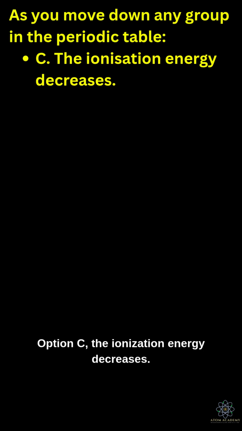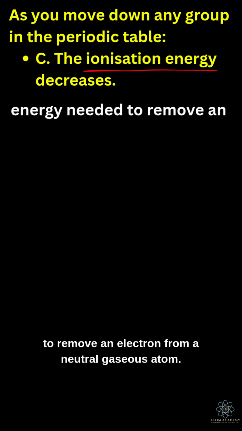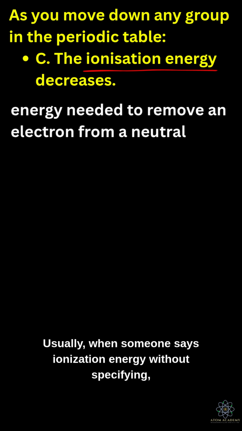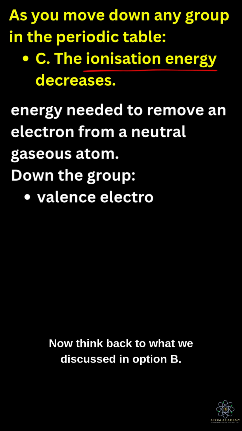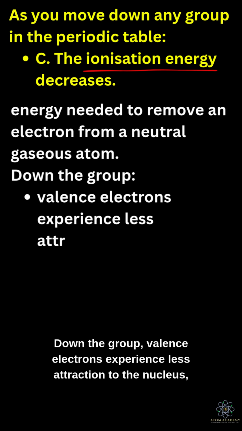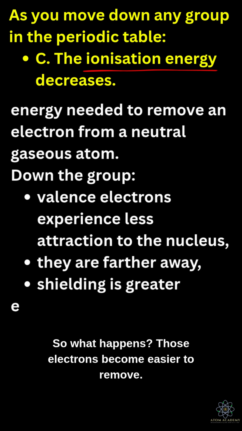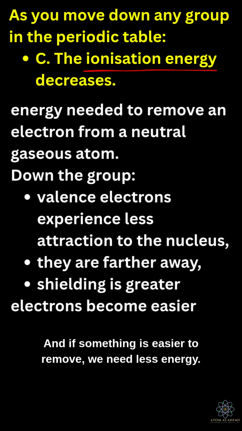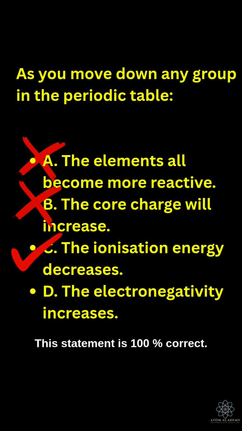Option C, the ionization energy decreases. What is ionization energy? Very simply, it is the energy needed to remove an electron from a neutral gaseous atom. Usually, when someone says ionization energy without specifying, we mean the first ionization energy. Now think back to what we discussed in option B. Down the group, valence electrons experience less attraction to the nucleus. They are farther away. Shielding is greater. So what happens? Those electrons become easier to remove. And if something is easier to remove, we need less energy, meaning ionization energy decreases down the group. This statement is 100% correct.